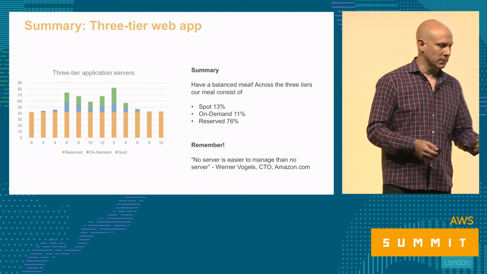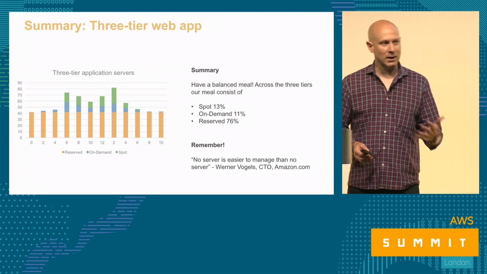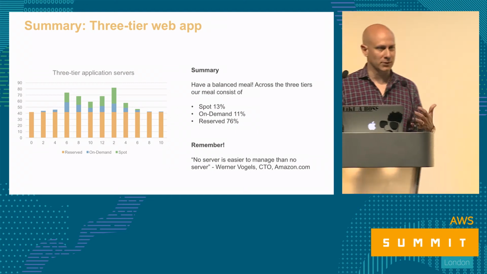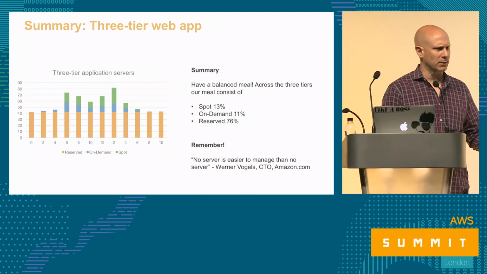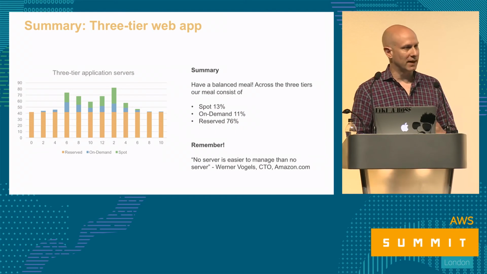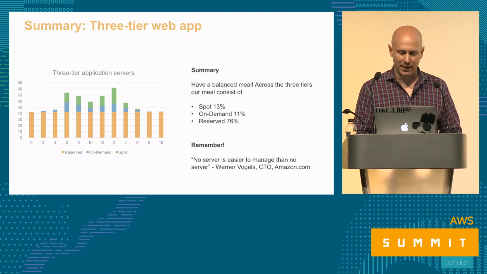So this is our summary for this hypothetical 3-tier web app. I have this balanced meal concept I mentioned before. Across everything that I was using, I had 76% reserved instances. And these aren't specific percentages, I'm just giving you an idea. 13% Spot and 11% on-demand. So it's roughly balanced for my elastic workloads between Spot and on-demand.